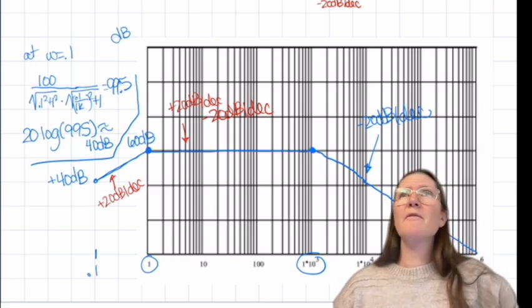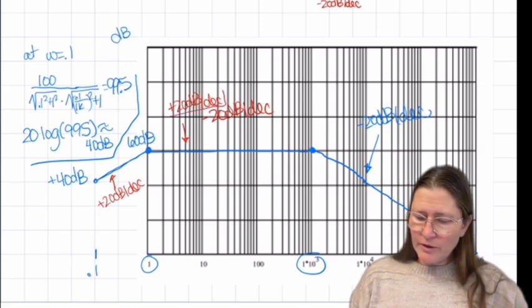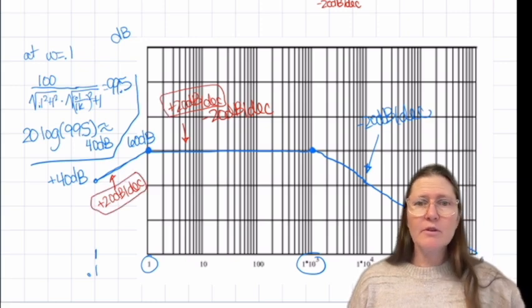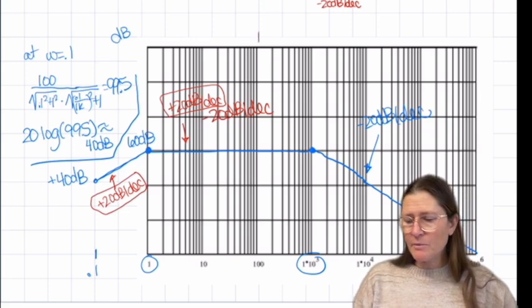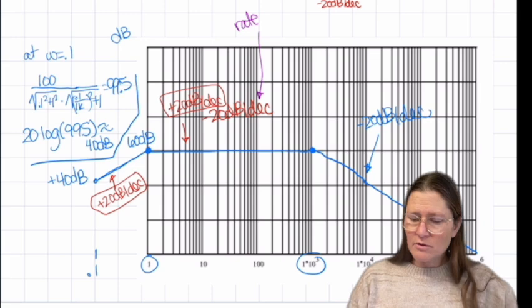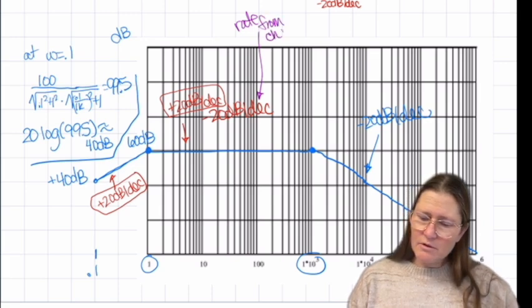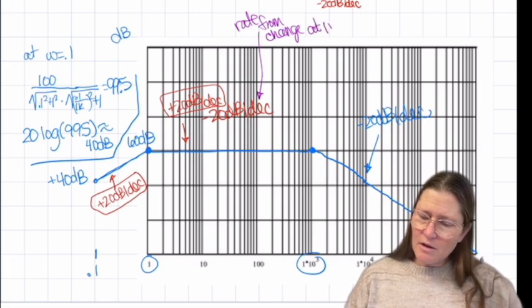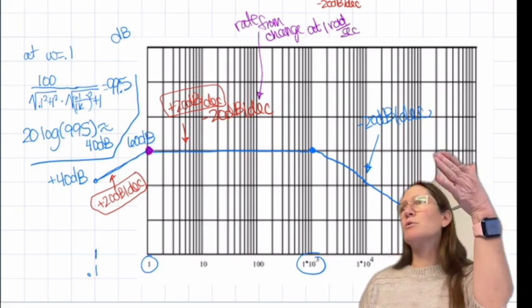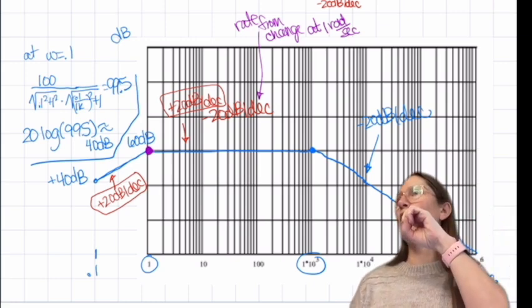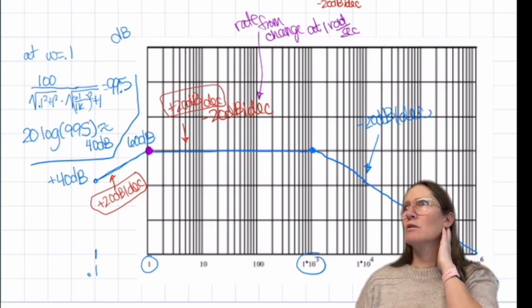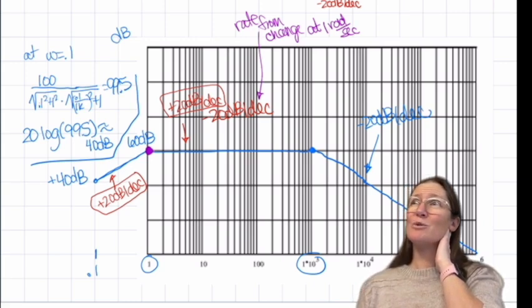Questions on this? Yes? Where did you get the plus and minus 20 from? So this is the current rate from here, and then this is the rate from the change. So right at 1, I was coming up by 20, and then I add on the change of rate at that point, which is the minus 20. But how did you know it was 20? Like the number 20, where did 20 come from? Oh, the rate of 20 and minus 20?